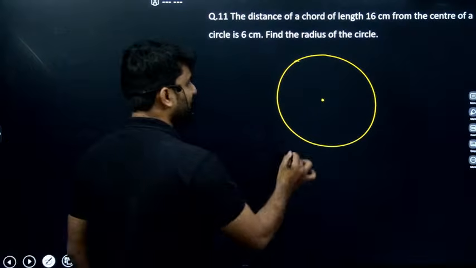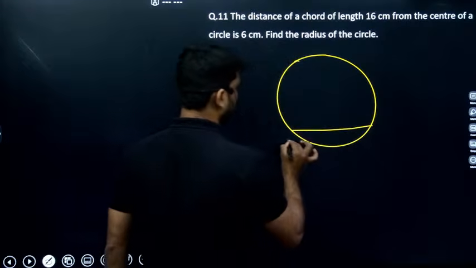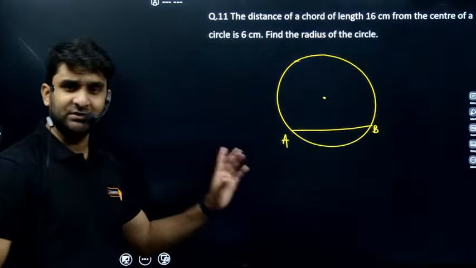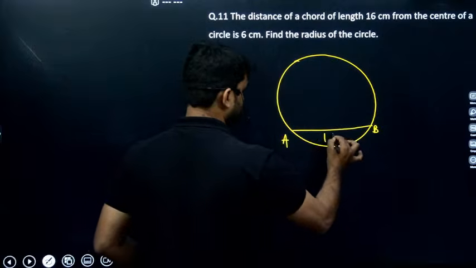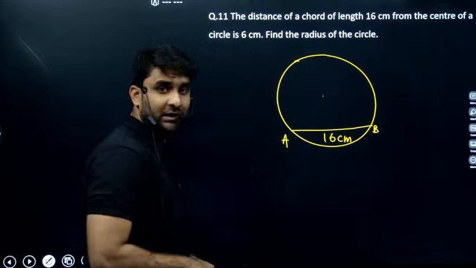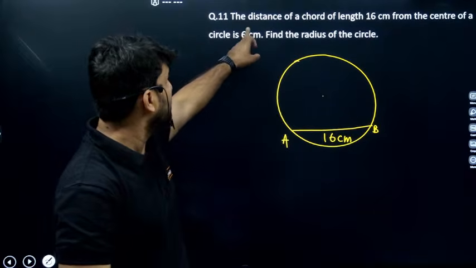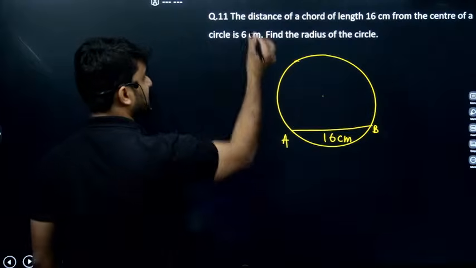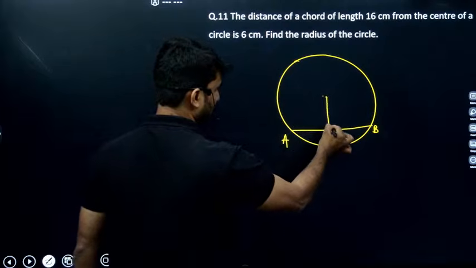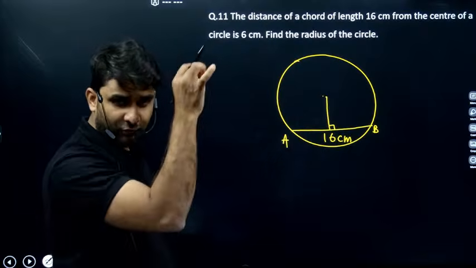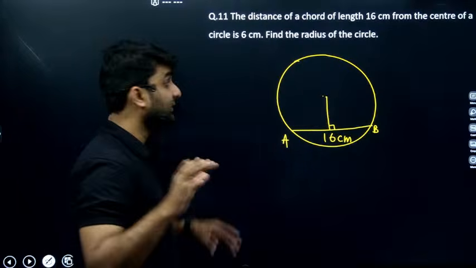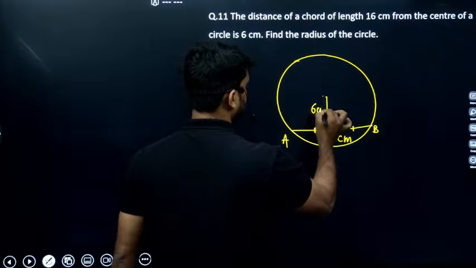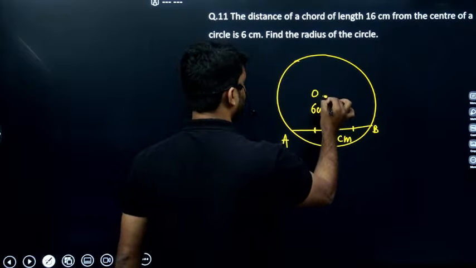Okay, so basically we have a chord. Do you know chord? This is a chord. For example, let's say this is AB. Suppose the chord is AB, and the length of the chord is 16 centimeter. The distance of the chord from the center is 6 centimeter. As per the theorem, when we draw a line from the center to a chord, it is always perpendicular and it bisects the chord, dividing it into two equal parts, and this is 6 centimeter.